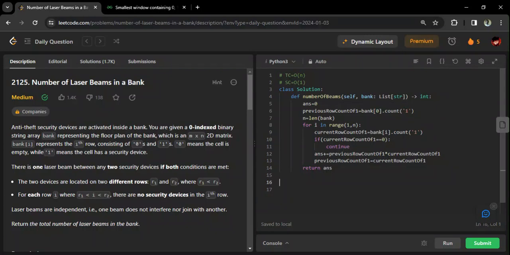Today we are at day 3 of the January daily Leetcode challenge. On day 1 and day 2 we had some good questions, but they were not very hard. They were on the easier side. And let's see what we have for today. It's question 2125, number of laser beams in a bank.